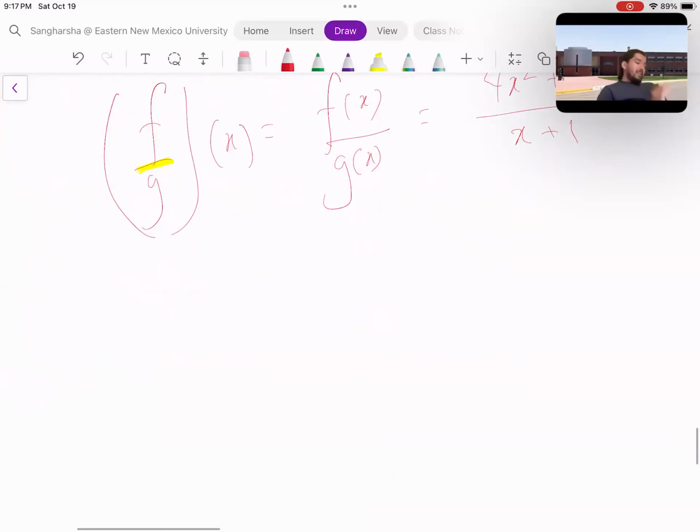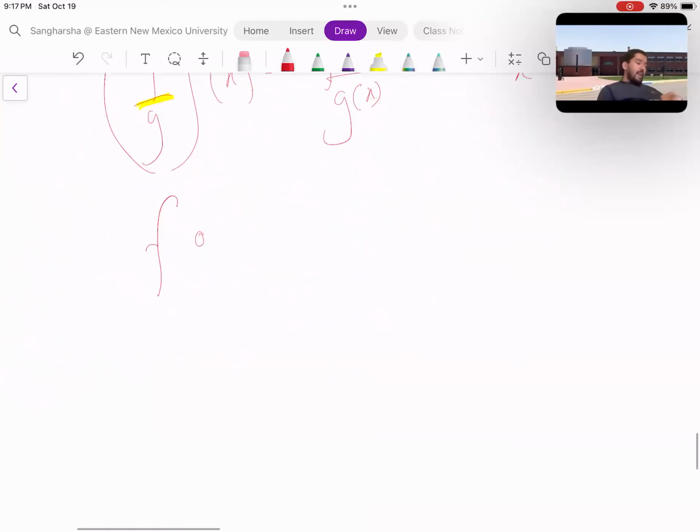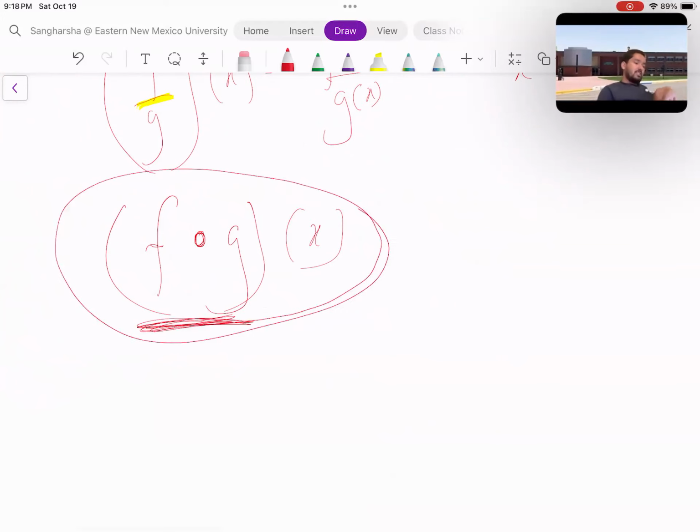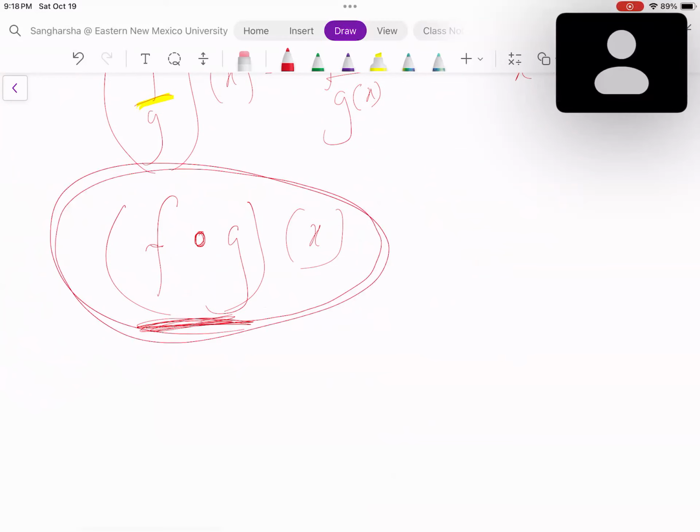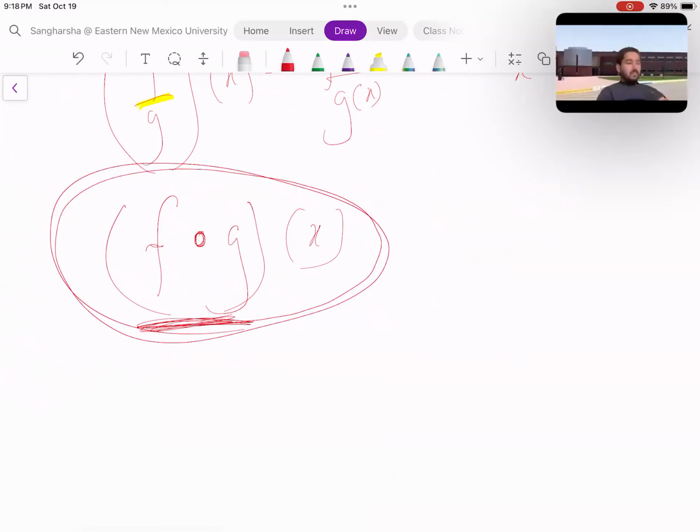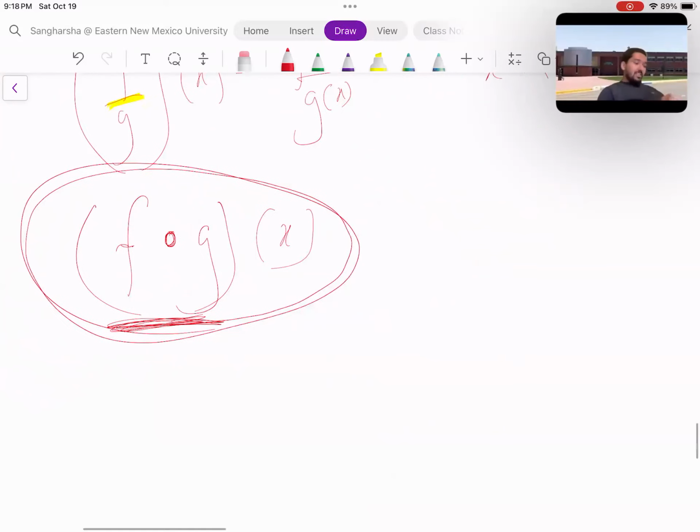Now let me add one more. What if we have it like this? What kind of function are we asked to find? Is it a multiplication sign? How do we read this? Can anyone read this expression? Isn't it f of g? No. It's f composite g, and the definition is f of g. So this is not multiplication. You are not multiplying.